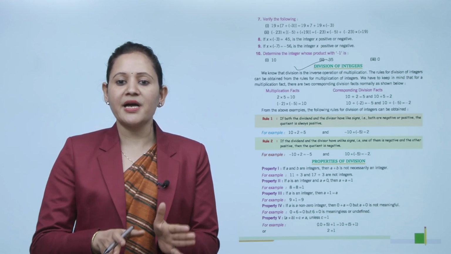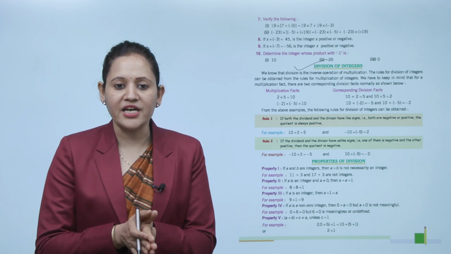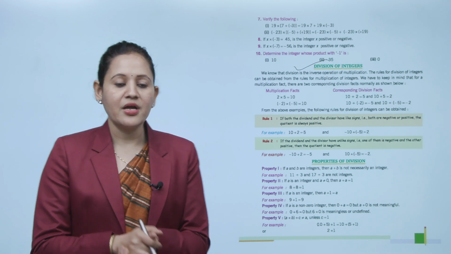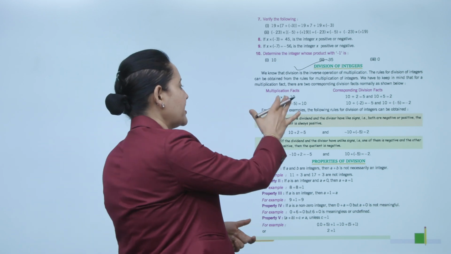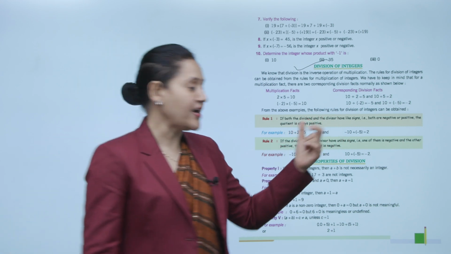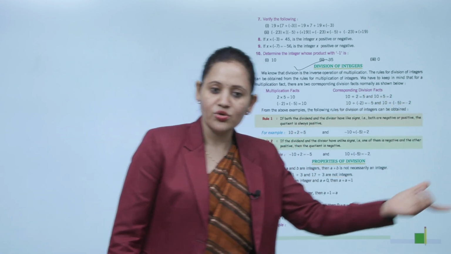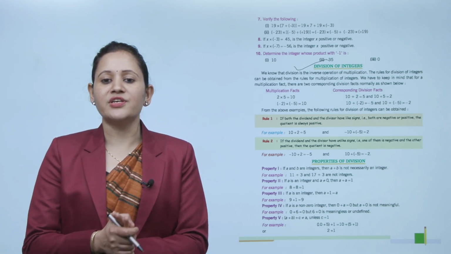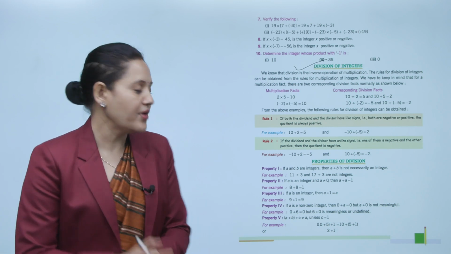We have to keep in mind that for each multiplication fact, there are two corresponding division facts, as shown below. Multiplication fact: 2 times 5 is 10. What will the division facts be? 10 divided by 2 gives you 5, and 10 divided by 5 gives you 2. From the above example, the rules of division of integers can be obtained.